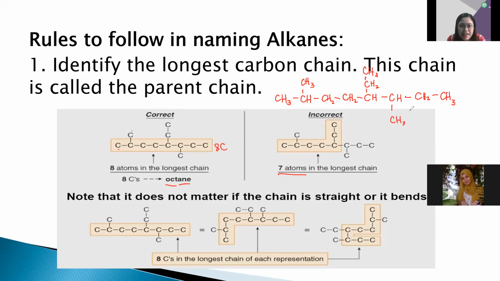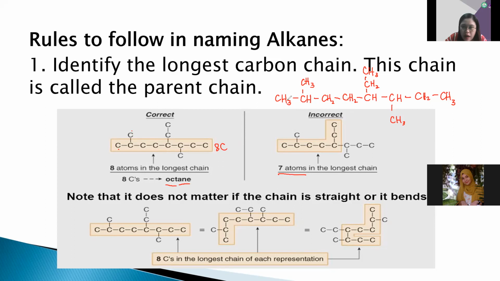CH3 din yan siya. So again, this one is the correct condensed formula for our example here. And we will be naming this compound. So ano nga yung first step? You have to look for the longest chain. So I hope masundan ninyo.